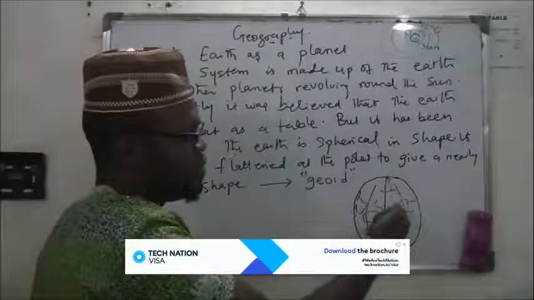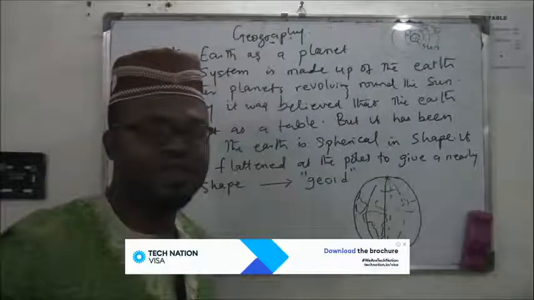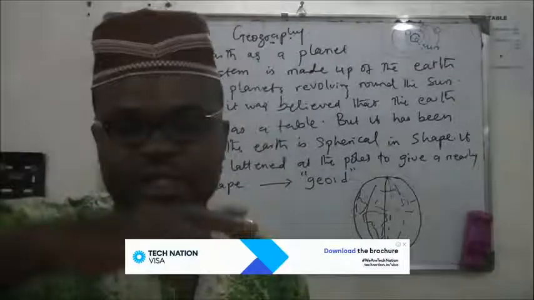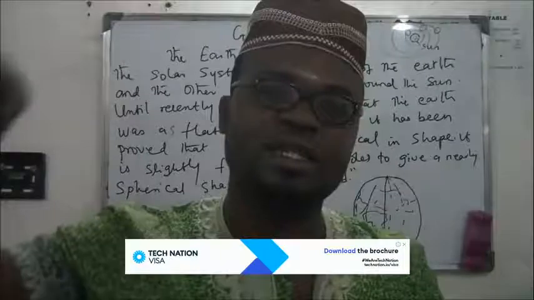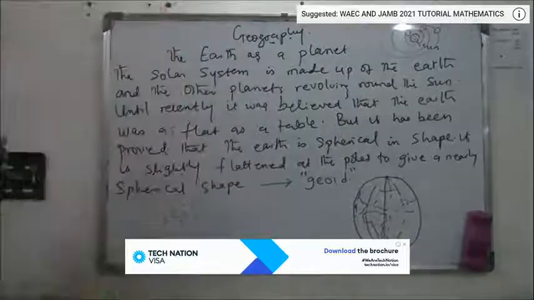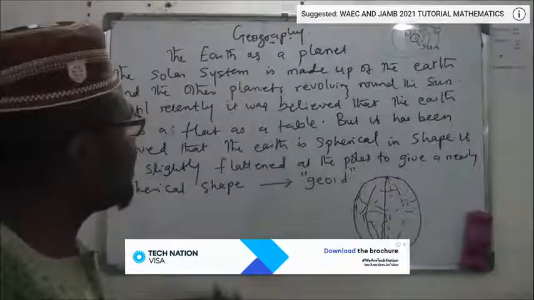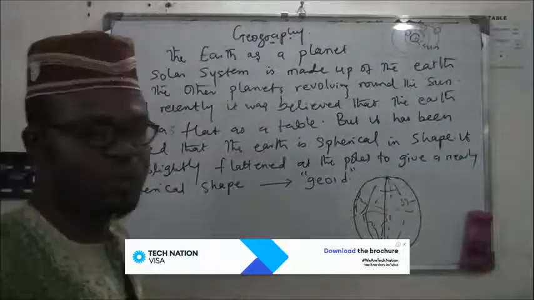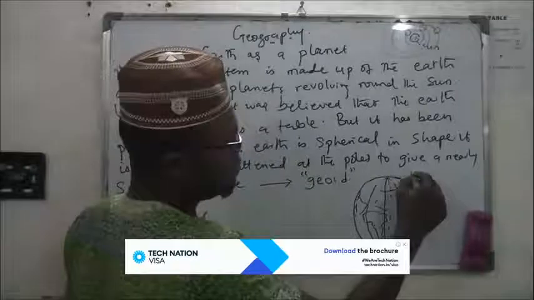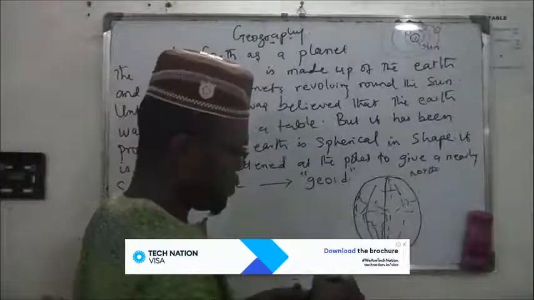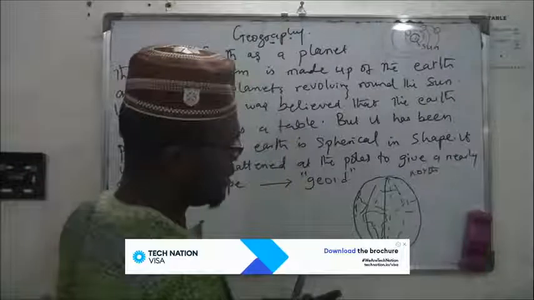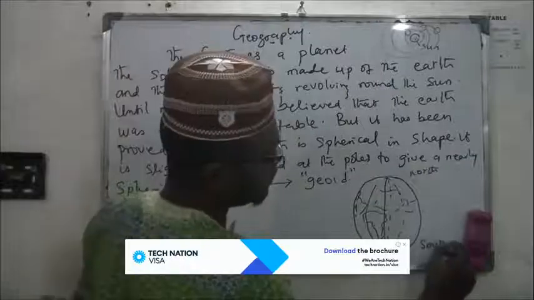This is the shape of the Earth. The Earth is actually spherical. It is not flat. It has been proved beyond reasonable doubt that the Earth is spherical in shape. It is slightly flattened at the poles. This is the North Pole, and this is the South Pole.